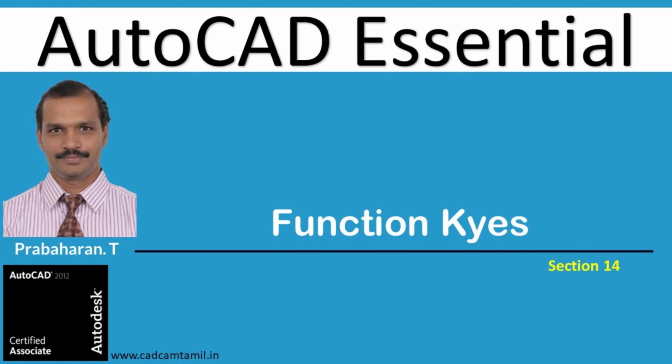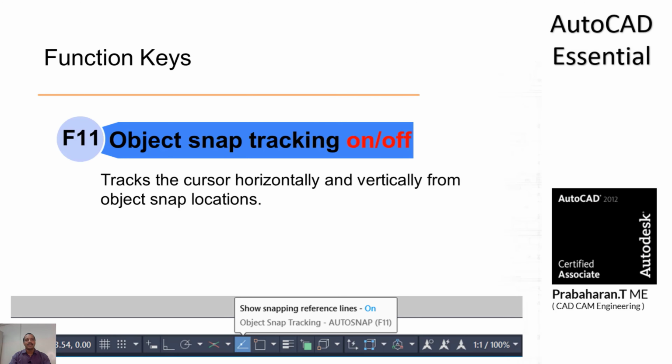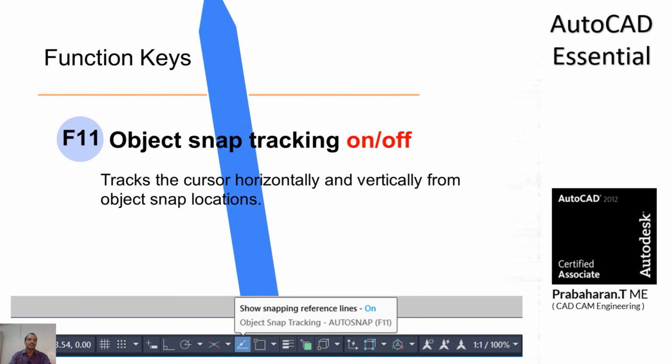This is our session number 14. We are in the discussion of function keys. So almost we are at the end. Function keys F11 and F12 we are going to discuss now. F11 is nothing but object snap tracking on as well as off.